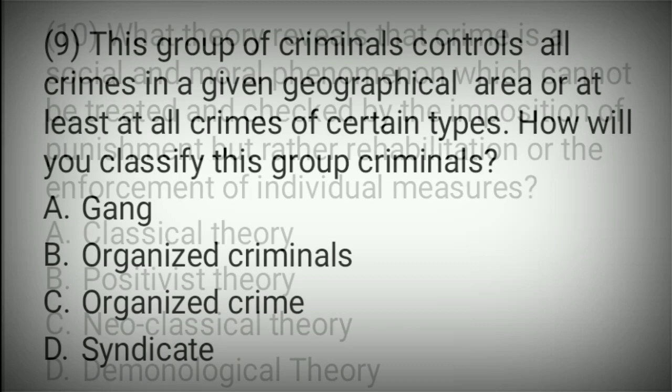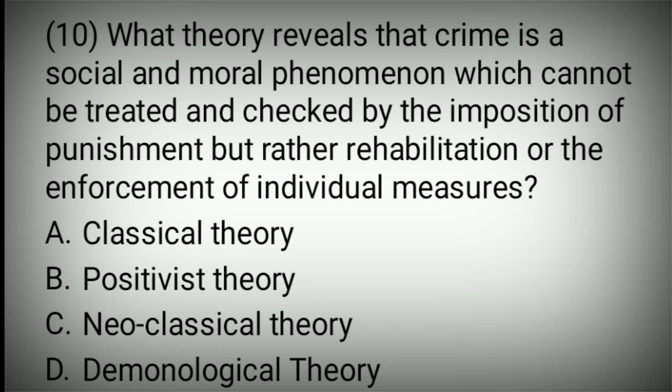Number 10. What theory reveals that crime is a social and moral phenomenon which cannot be treated in check by the imposition of punishment but rather rehabilitation or the enforcement of individual measures? A, classical theory. B, Positivist Theory. C, Neoclassical Theory. Or letter D, Demonological Theory.